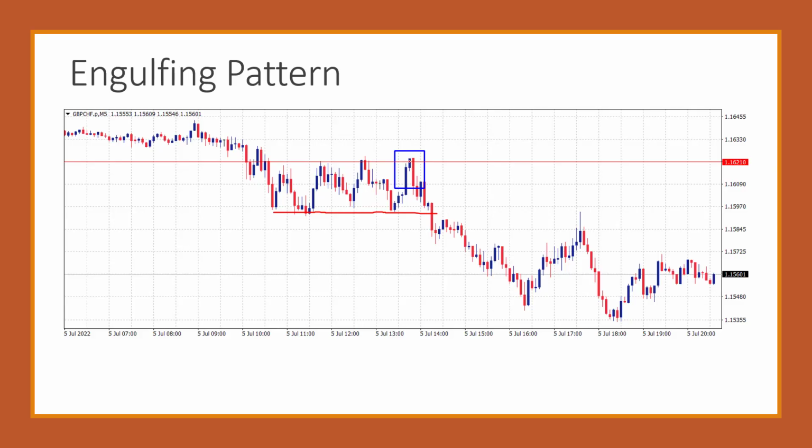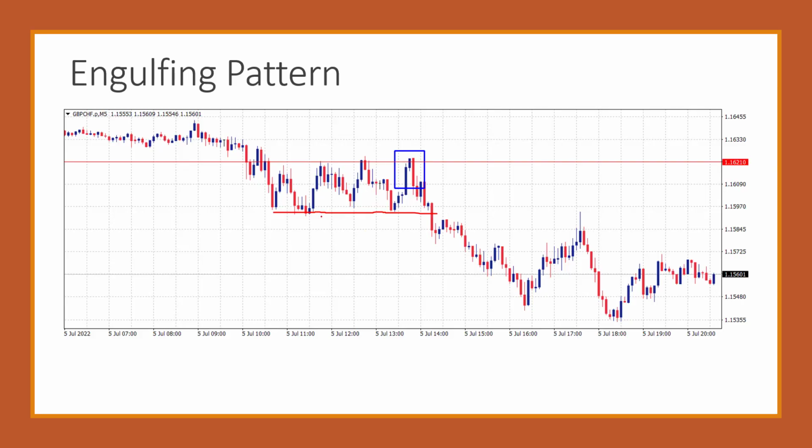And because we're looking for a confluence, what we've also got is that this pattern appeared around a resistance level, and we then had another bearish candle, which could be considered a confirmation. So that's when you could maybe look to go short, and then we can see that we have continued lower.